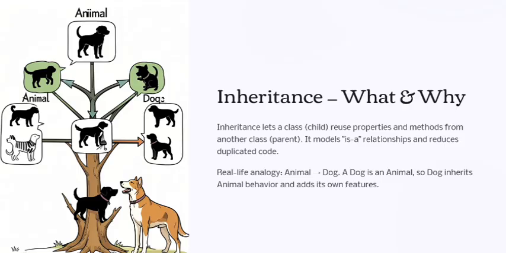Okay, so why do we need inheritance? The main purpose of inheritance is code reuse. Suppose we have many classes with common features. Instead of writing the same code repeatedly, we create a parent class. Child classes can reuse the parent functionality.